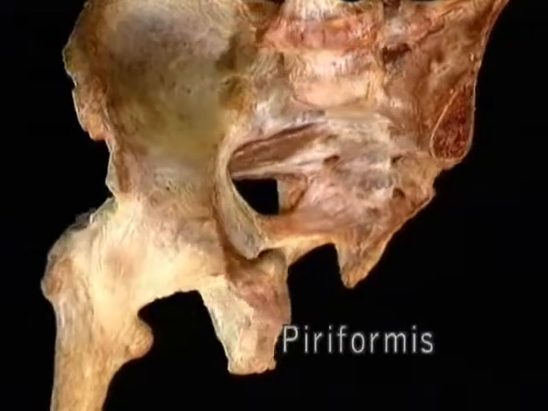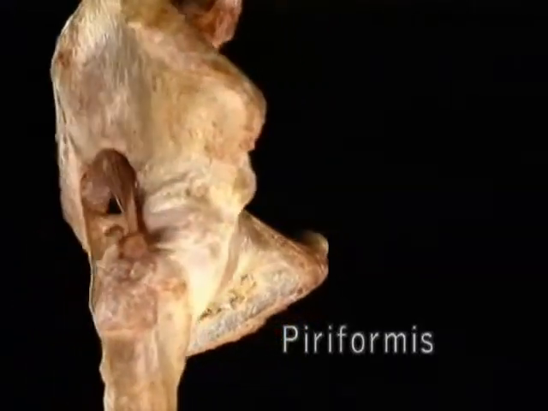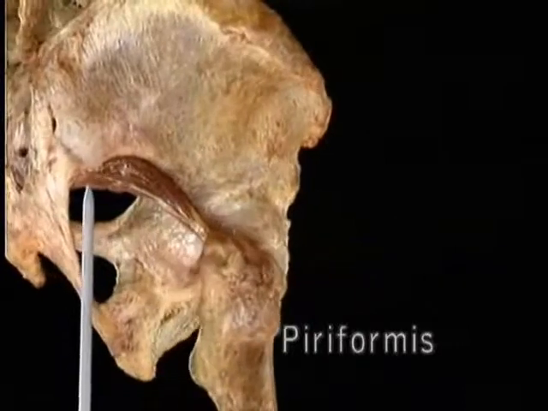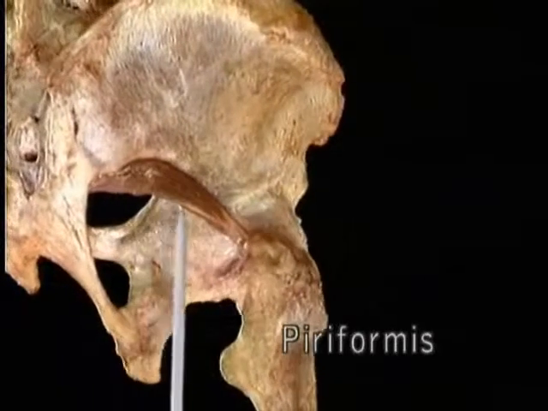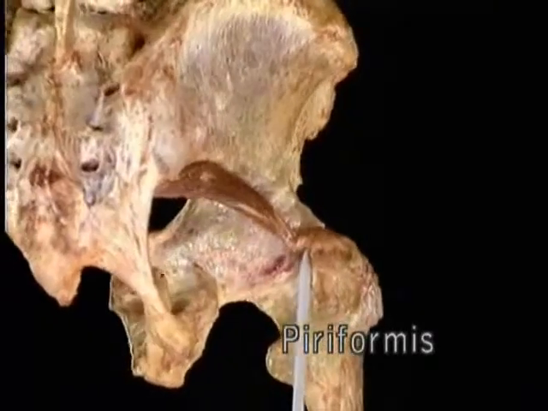We'll go right round to the back to see where it comes out. Here's piriformis emerging. It inserts here, high up on the medial aspect of the greater trochanter. Piriformis is an important muscle to understand because it's closely related to a very important structure, the sciatic nerve.